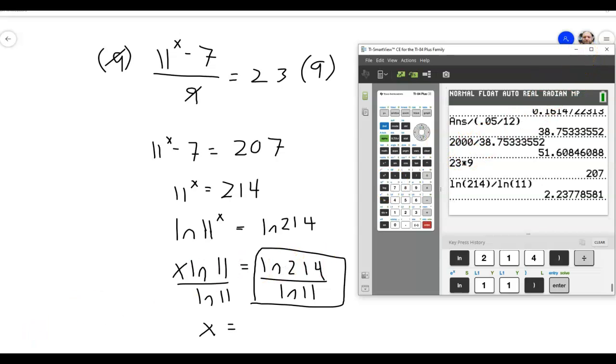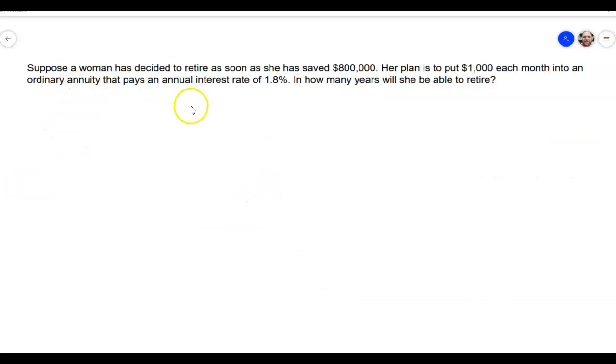All right. Okay, this next one says, suppose a woman has decided to retire as soon as she saves $800,000. Her plan is to put $1,000 each month into an ordinary annuity that pays an annual interest rate of 1.8%. In how many years will she be able to retire?